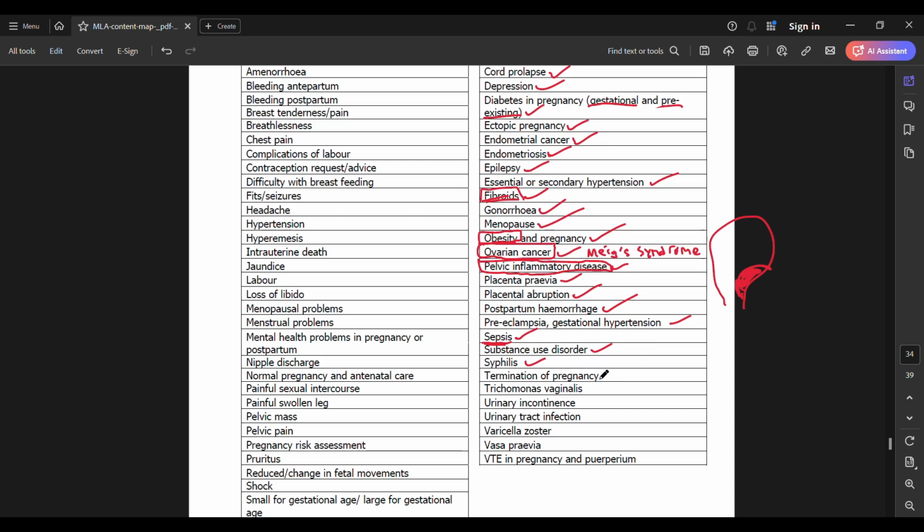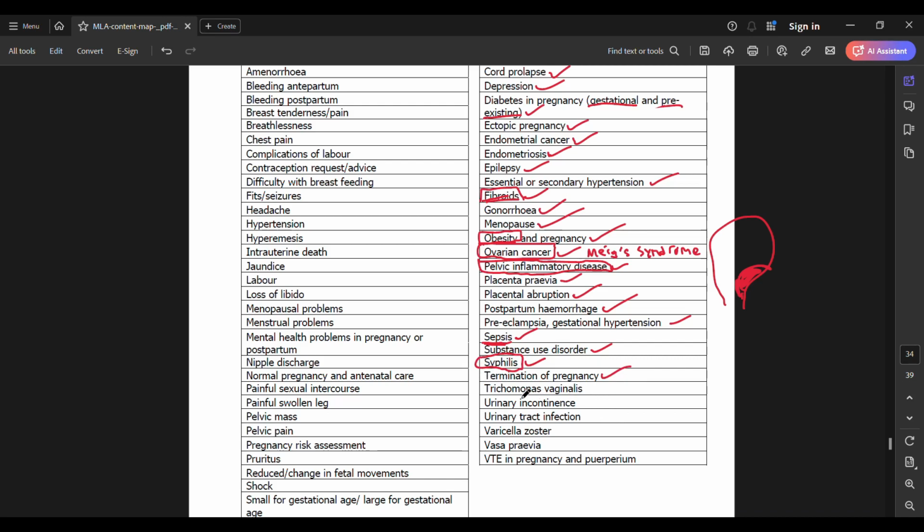Syphilis, again, another STI. Just know the presentation of syphilis, gonorrhea, chlamydia, and how to manage these patients, what antibiotics are used, and how these infections could affect the patient's pregnancy or the patient's baby after delivery is something you should know as well.